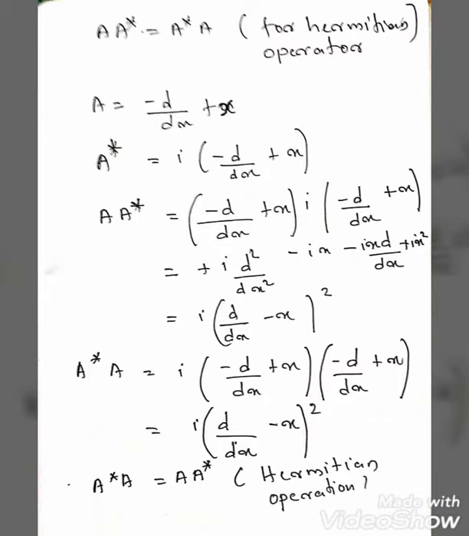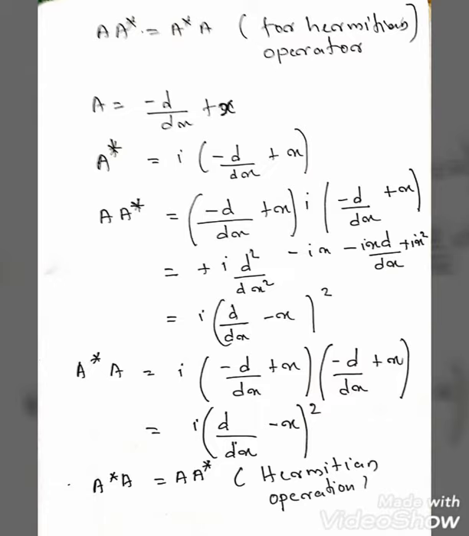A star A equals i times (minus d/dx plus x) times (inside the bracket) (minus d/dx plus x), which equals i times (d/dx minus x) whole squared.